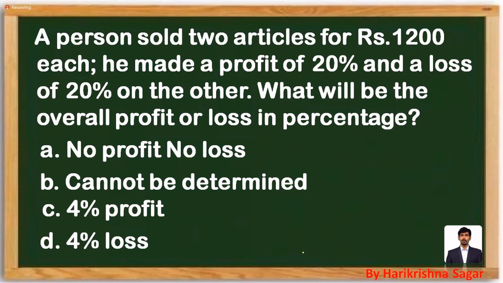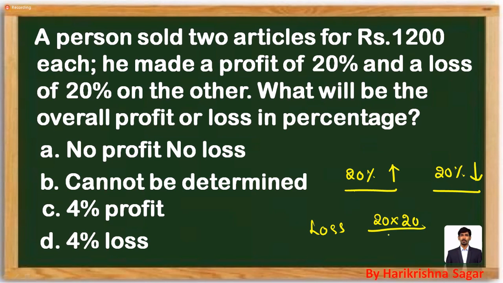So here also same data. A person sold two articles at 1200 rupees each. One is at 20% profit, the other one is at 20% loss. So overall the person is definitely in loss. That loss value is nothing but, with X percentage profit and X percentage loss, the overall value is X squared by 100%. That is nothing but 4% loss, available as option D. Mark it as option D.